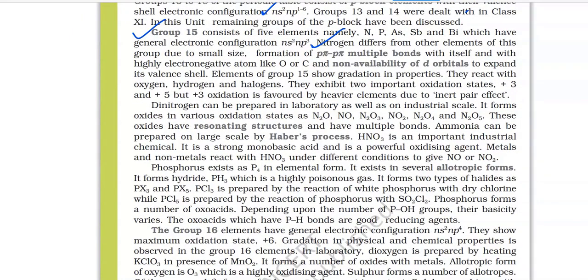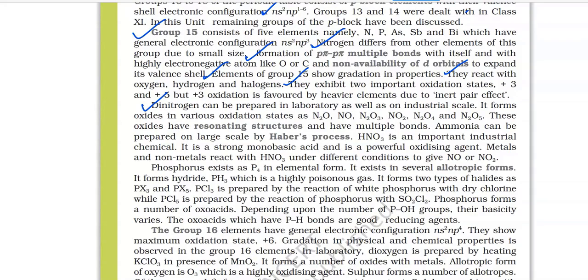Nitrogen differs from other elements of this group due to its small size, formation of p-pi multiple bonds with itself and with highly electronegative atoms like O or carbon, and non-availability of d orbitals to expand its valence shell. Elements of group 15 show gradation in properties. They react with oxygen, hydrogen and halogens. They exhibit two important oxidation states, +3 and +5, and +3 oxidation is favored by heavier elements due to the inert pair effect. Dinitrogen can be prepared in the laboratory as well as on industrial scale.